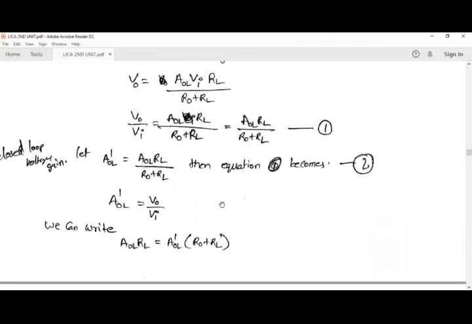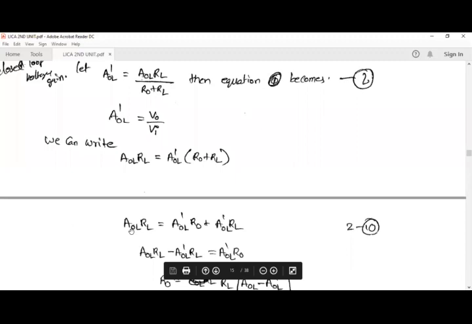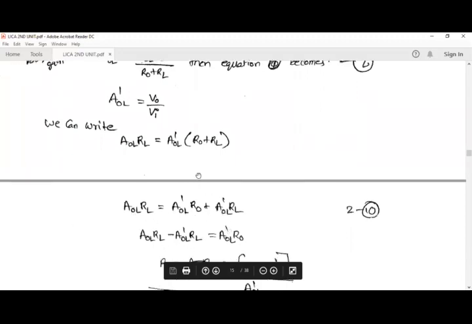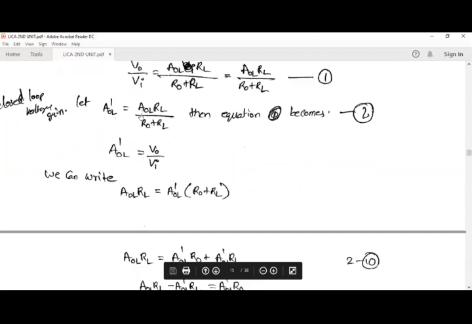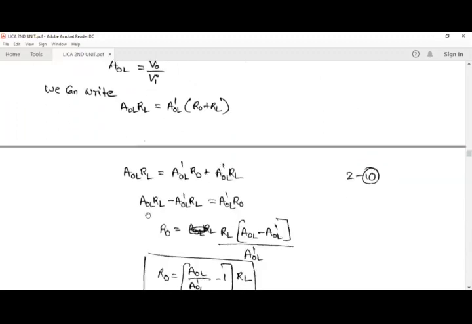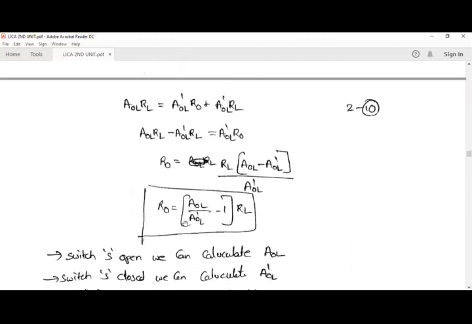Using this equation, we write it in this form: AOL into RL is equal to AOL dash into R naught plus RL. So AOL into RL is equal to AOL dash into R naught plus AOL dash into RL. By solving this equation, we can obtain the value of output resistance R naught.